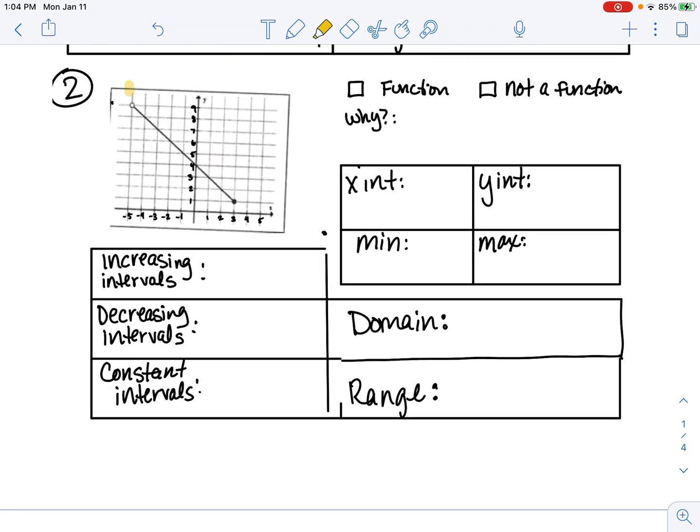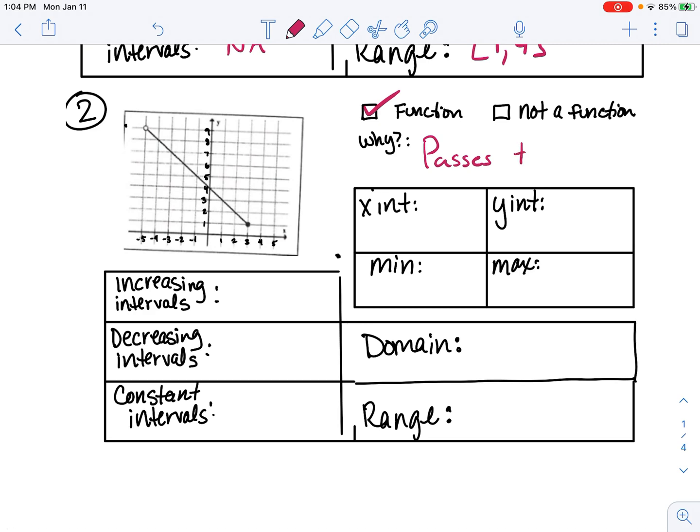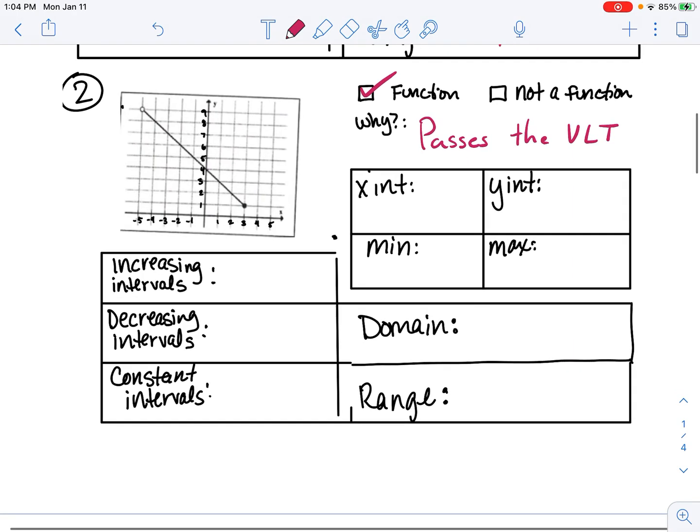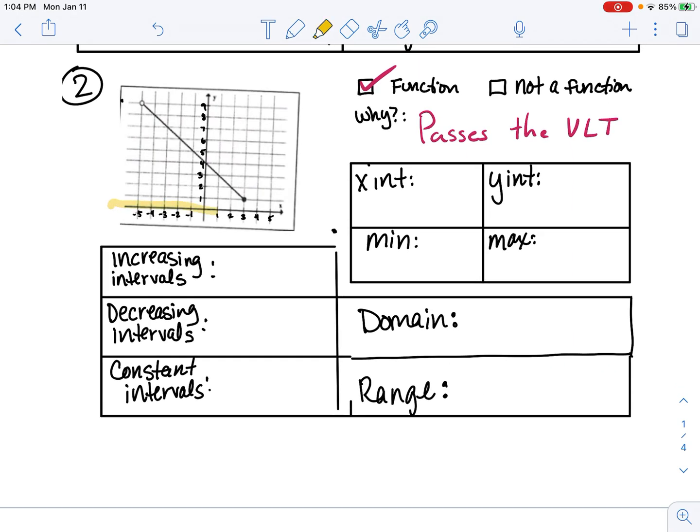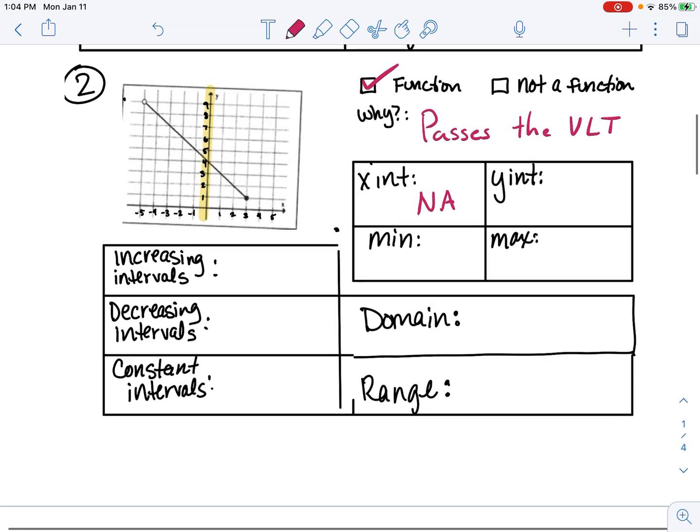Check the vertical line test. So using a vertical line, does it touch twice? Nope. Or more. So this is a function, and why? Because it passes the vertical line test. It passes the VLT. Vertical line test. Okay. X-intercept doesn't cross my x-axis, so not applicable. The y-intercept, where does it cross my y-axis? It crosses at (0, 4).